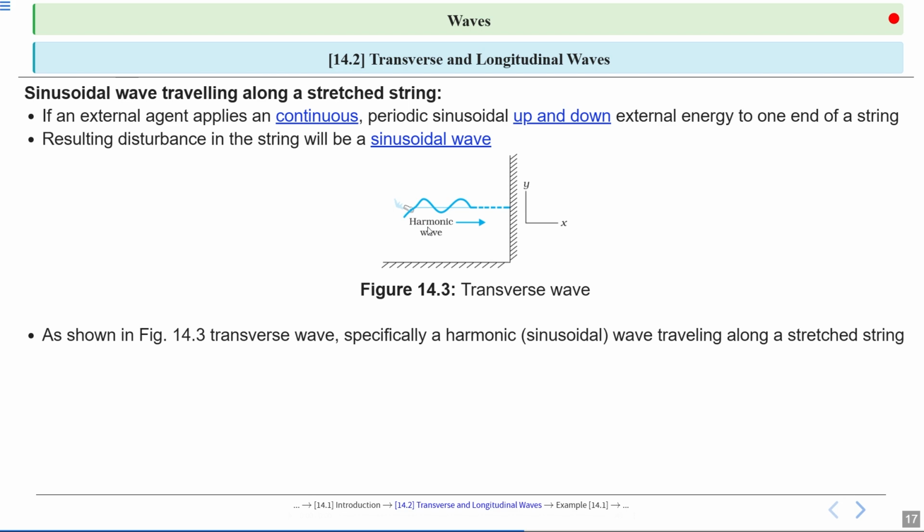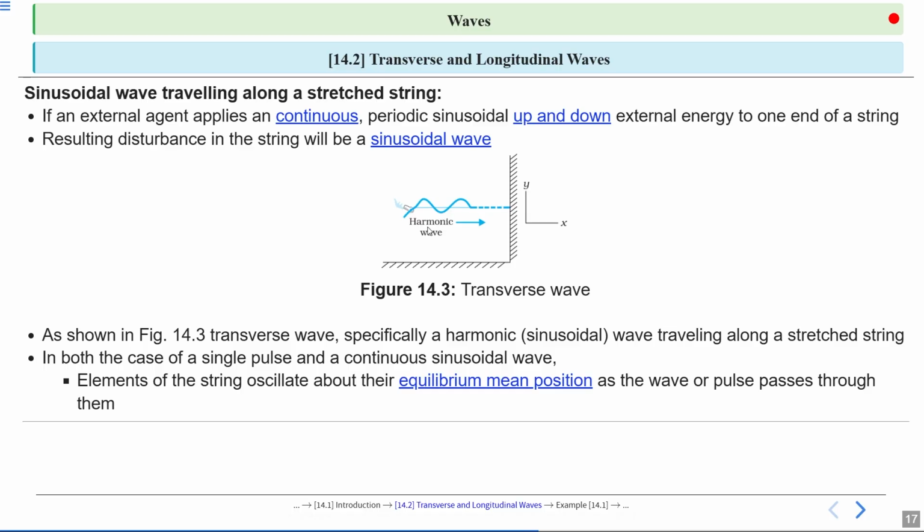Alright, the term harmonic means the wave has a regular repeating pattern. Note that in a transverse wave, the particles of the medium move at right angles to the direction of the wave's travel. In both the case of a single pulse and a continuous sinusoidal wave, elements of the string oscillate about their equilibrium mean position as the wave or pulse passes through them.